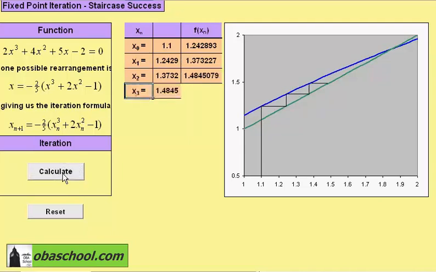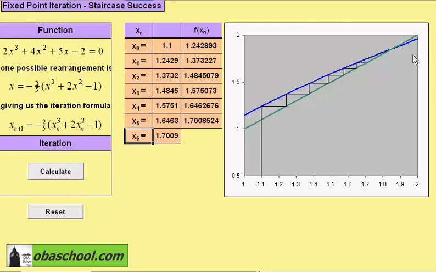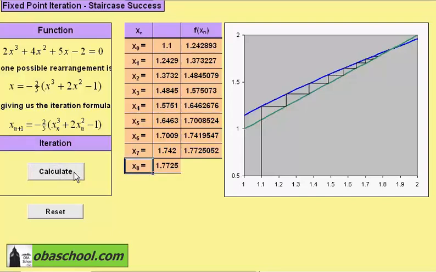We can see that we are heading towards the root, which we can see in the top right-hand corner of the graph, just here, but it's not a cobweb. This type of pattern is called a staircase. Just as with the cobweb, we can have staircase success or staircase failure.